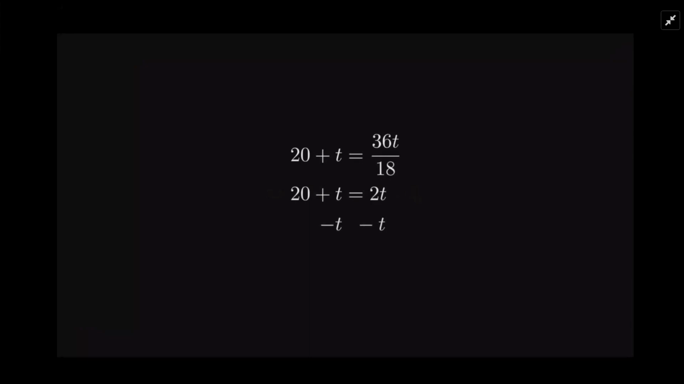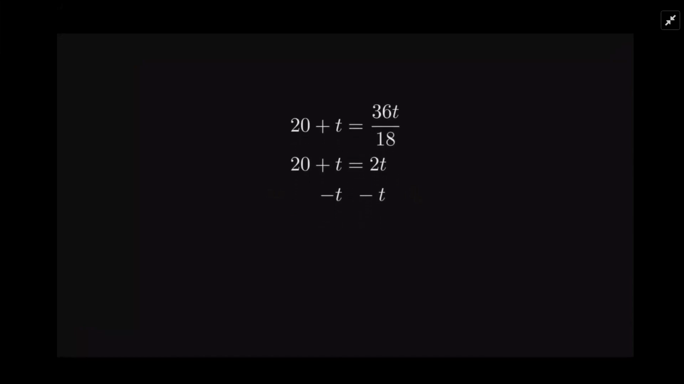Then we're going to subtract t from both sides because we want all the t's together. So we can have all the t's on the right side. And that's it.